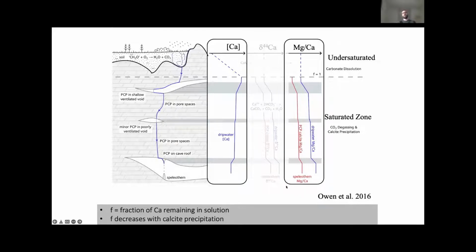And as per the previous slide, because the partition coefficient for magnesium is different from 1, it's actually less than 1, the drip water magnesium calcium increases, and as a result, so also does the magnesium calcium ratio within the speleothem calcite.